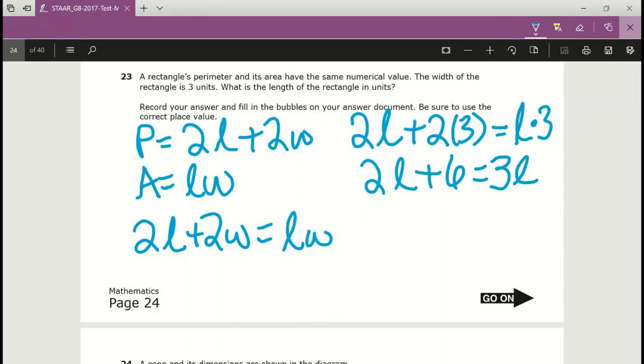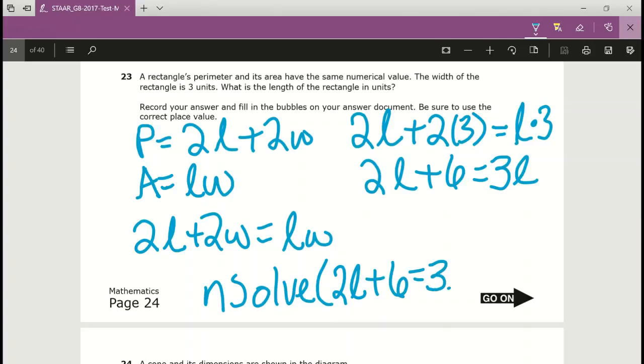So from here, this is just a normal equation with variables on both sides, so we can use nSolve to solve this. So we go to our calculators, we press menu, algebra, numerical solve, we type in nSolve 2L plus 6 equals 3L. We've got to put comma L at the end, and we get our answer is L equals 6.